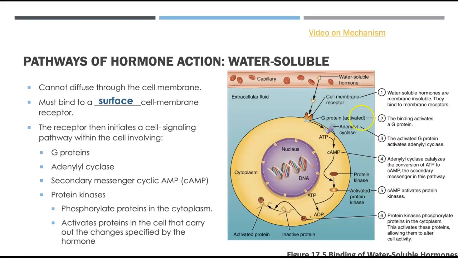And then the cyclic AMP activates our protein kinase, which then goes through and has a cascade effect. It's going to phosphorylate our proteins within the cytoplasm and activate proteins in the cell that can carry out the specific changes that we have for whatever hormone it is. So just really knowing that we have a cascade effect that activates proteins is enough.